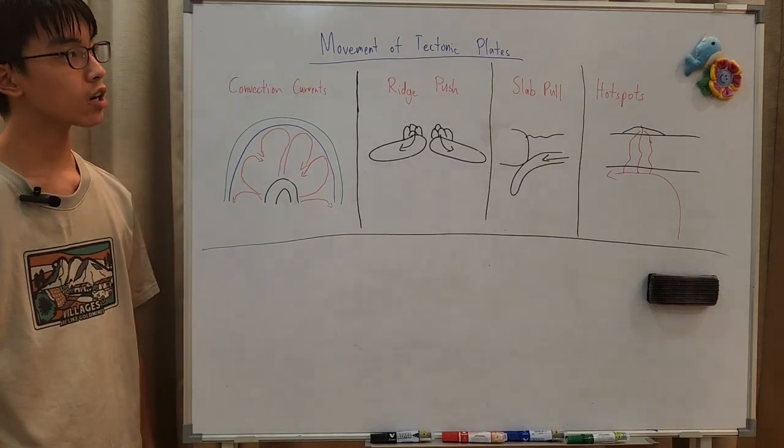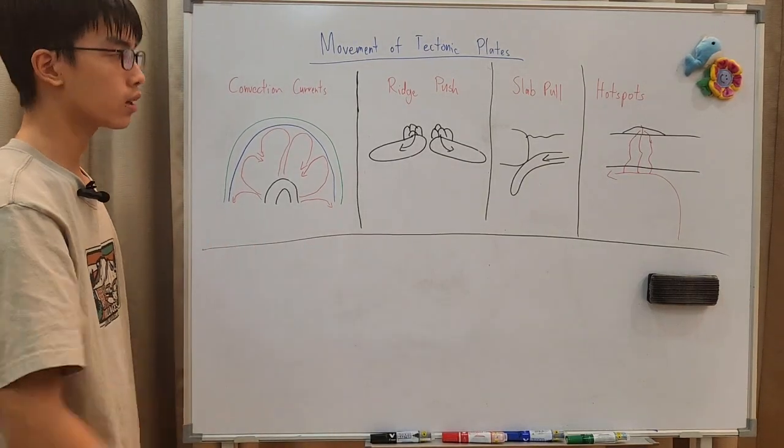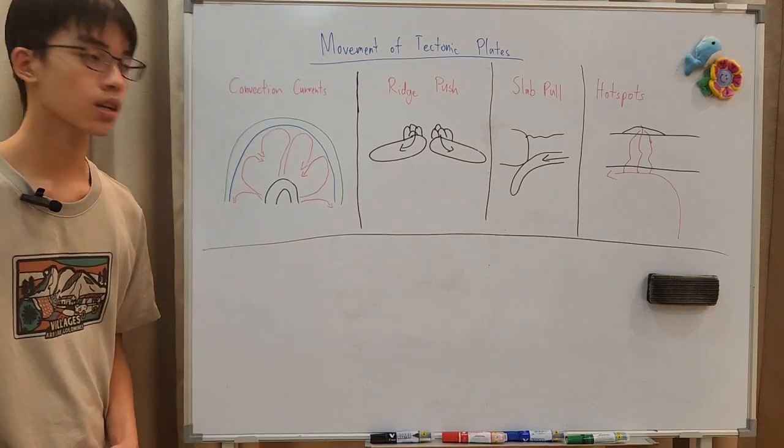Hi everybody, let's talk about the movement of tectonic plates. So we have four models over here, and the first one is convection currents.